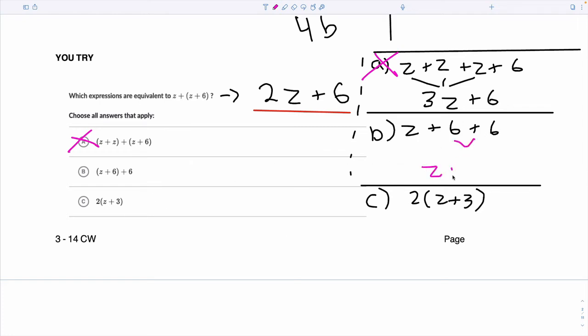B is z plus 6 plus 6. Well, z plus 12 is not correct. So some of you probably just looked at that and just crossed it out because you know it doesn't make a 2z. If you have 2 times z plus 3, this is where you can use distributive property because I can't combine the z and the 3. I cannot combine the parentheses. So I'm going to multiply 2 times z. I'm going to multiply 2 times 3. And the simplest version of this is 2z plus 6. That matches. C is your answer.